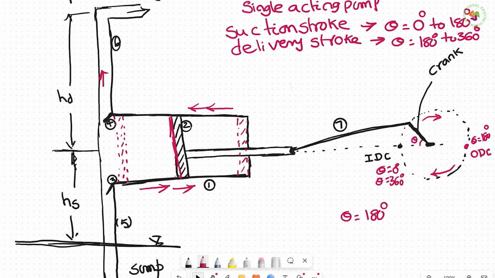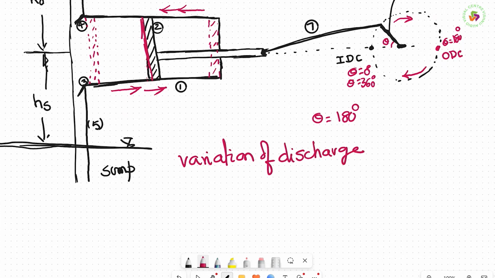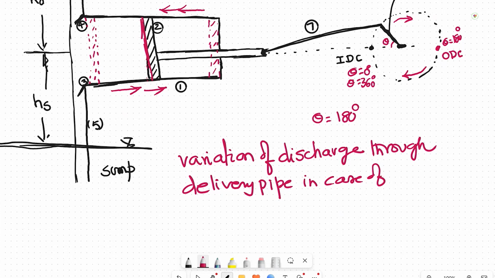Suppose I plot the variation of discharge through the delivery pipe in the case of a single acting pump. Single acting, I already mentioned, means the liquid is in contact with the piston only on one side.